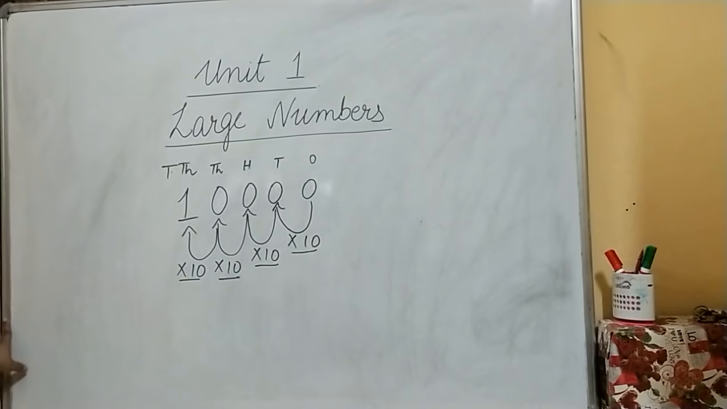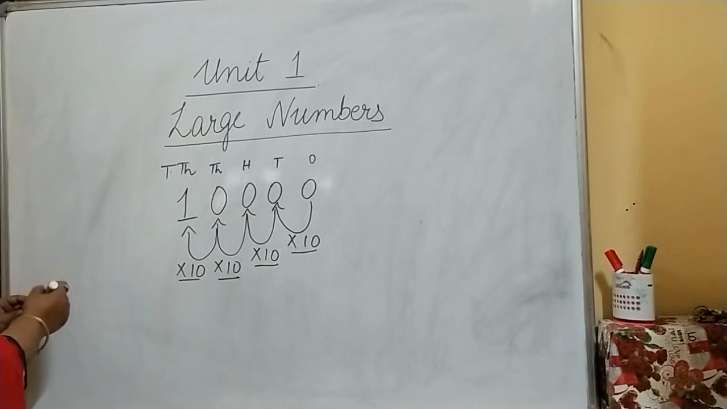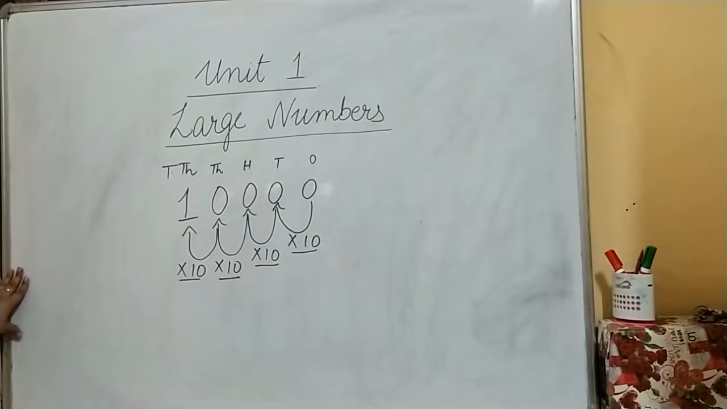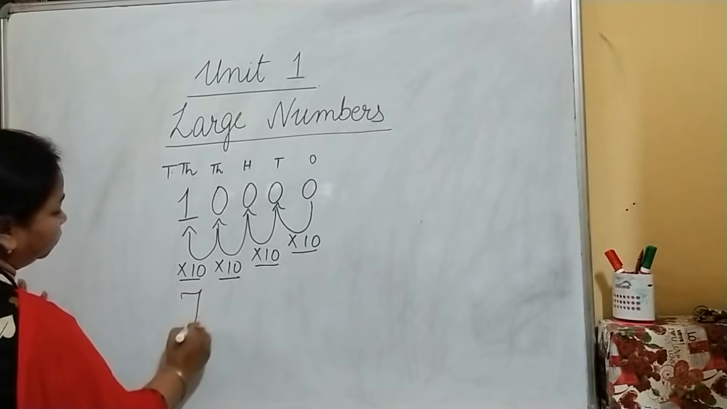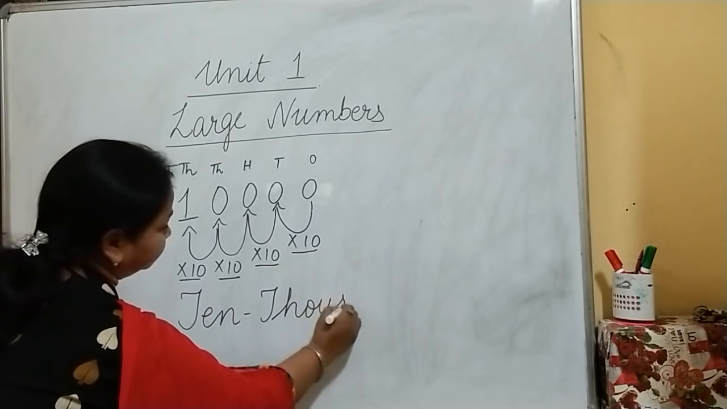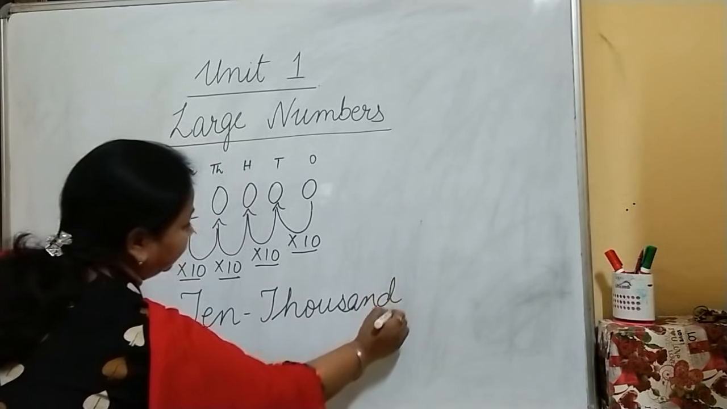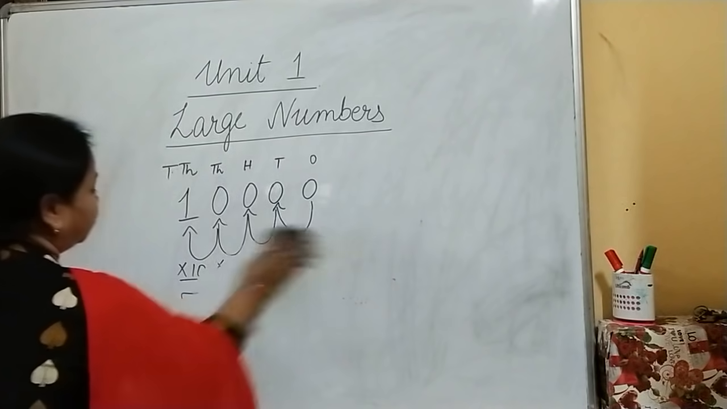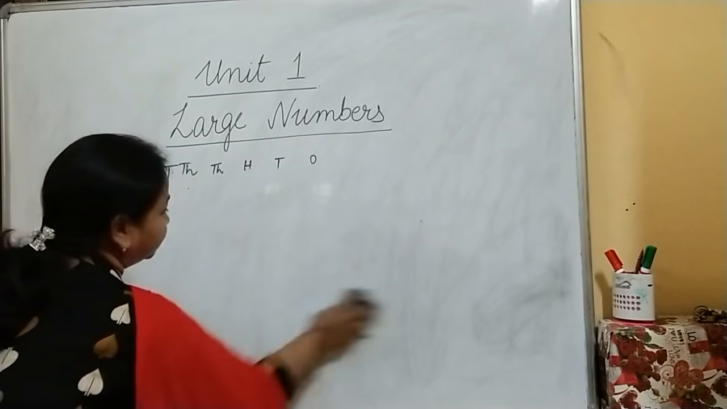I hope the things are getting clear. So, as you can see in this example, 1 is at the 10,000 place, which is followed by 4 zeros at the respective positions. We read this 5-digit number as 10,000. Isn't it? Yes. What is 10,000? Once again, the smallest 5-digit number. Great. Let us move to the next example.